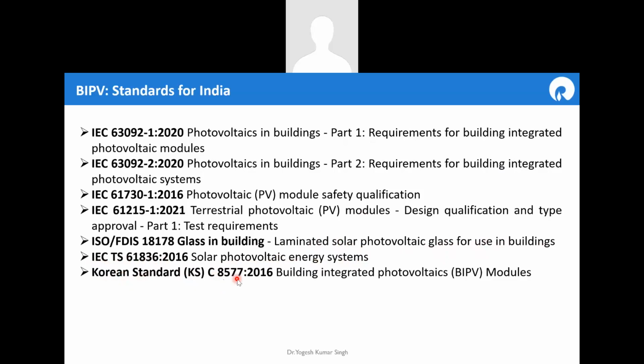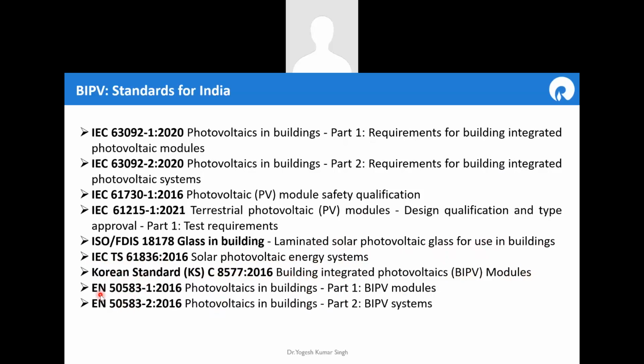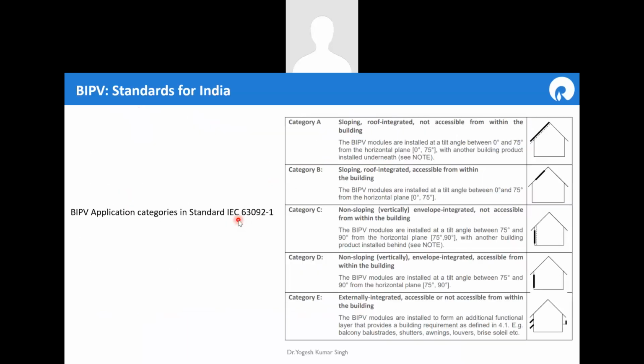Then we have the Korean standard. So this is basically useful in Korea, but if you learn this standard, you will also get some idea from there. Apart from that, we have two more standards, EN 50583, which is basically used for photovoltaics in buildings in the European Union, and part two is also used in the European Union. So these are the major standards available, and if you follow these standards, we will be making our system in a very efficient and prominent way in the industry.